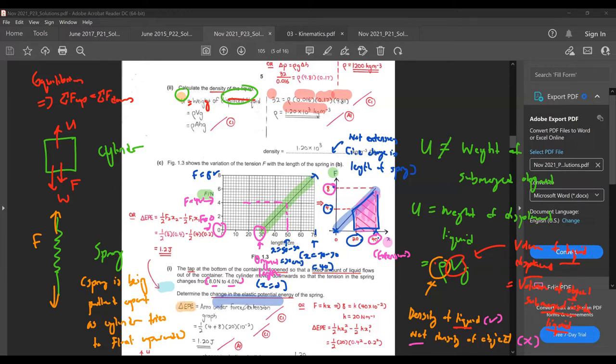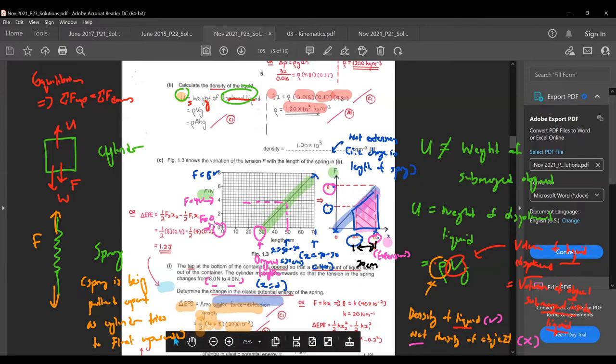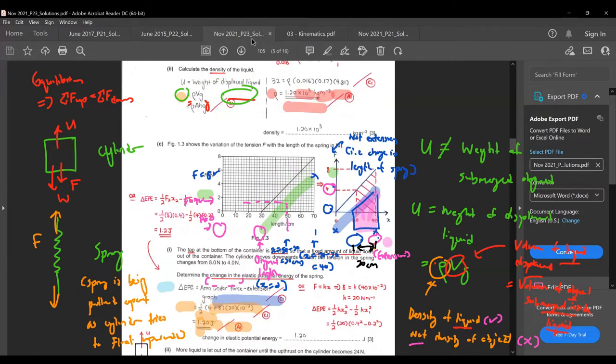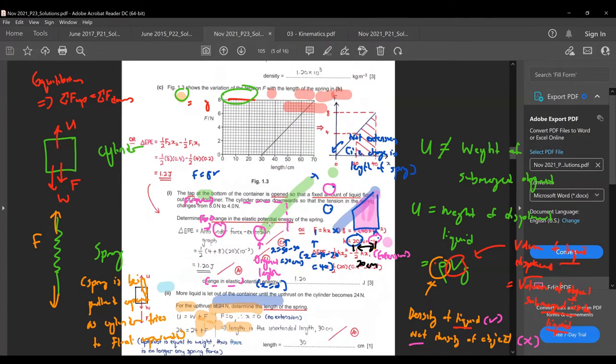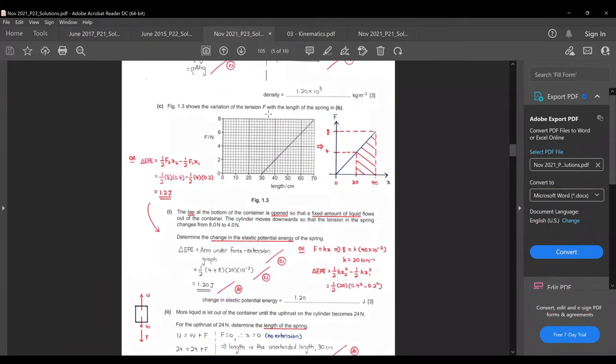So EPE is the area under the force-extension graph, which is half times (4 plus 8) times 20 times 10 to the power of negative 2. From here to here is 20 centimeter. So this is the length here. To change from centimeter to meter, you multiply by 10 power minus 2. So that's how you would get this one out, right? So I'll clear everything. So this one is quite okay.